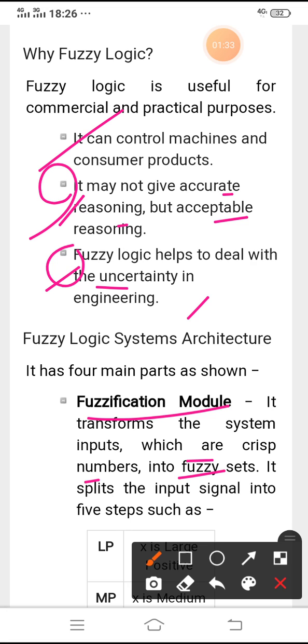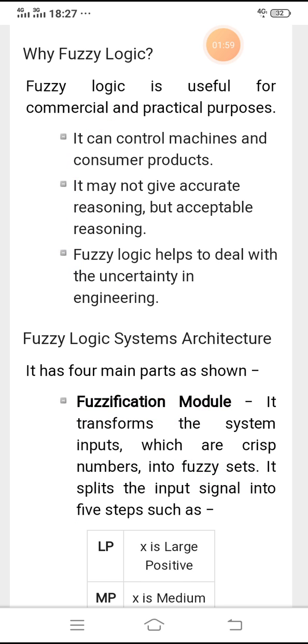So it will take the inputs in the form of crisp numbers, and it will convert them into fuzzy sets, as its name makes clear. So it converts your crisp inputs to fuzzy sets, and it splits that single input signal into 5 steps. How it splits that input signal into 5 steps, we will study.